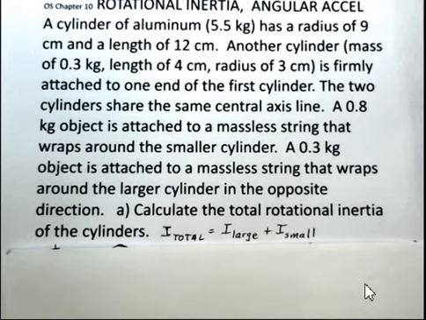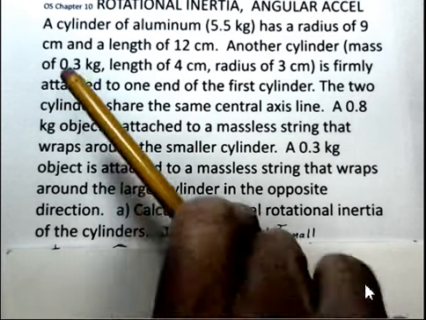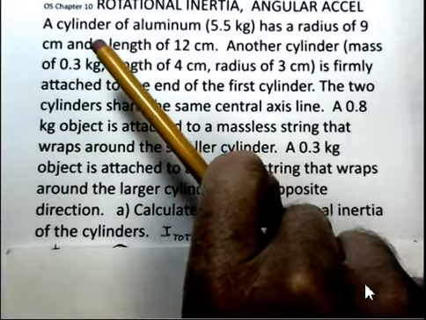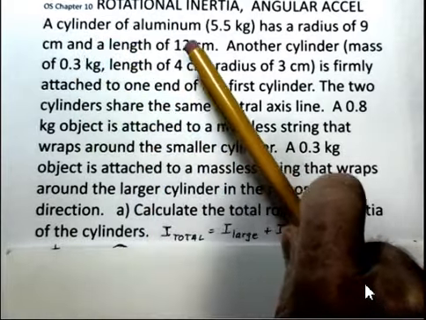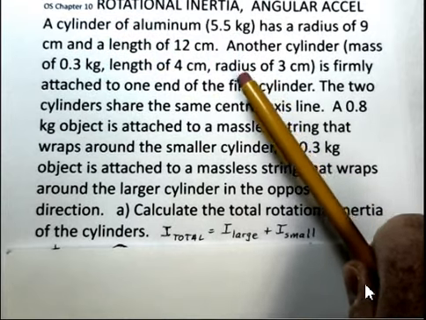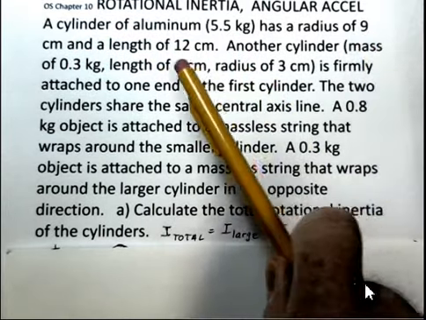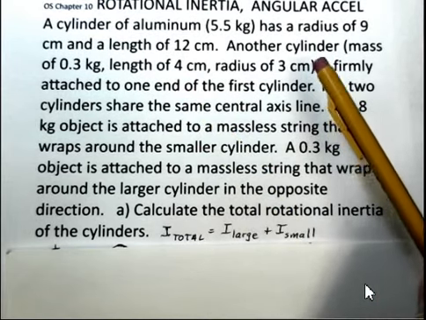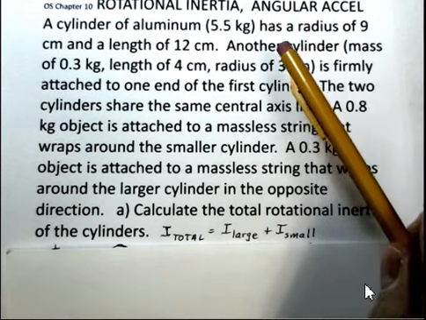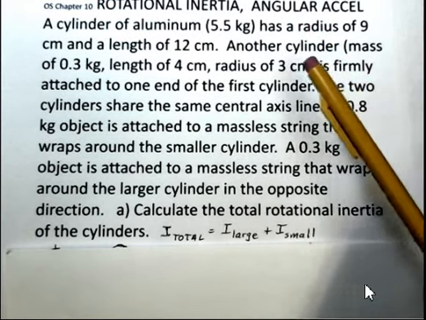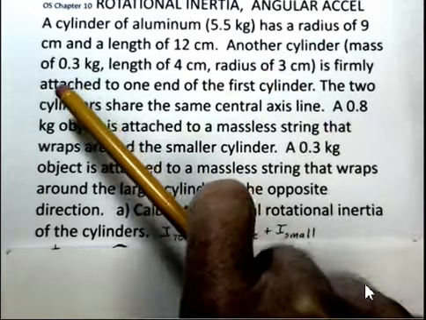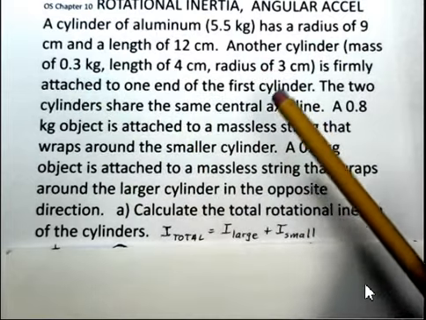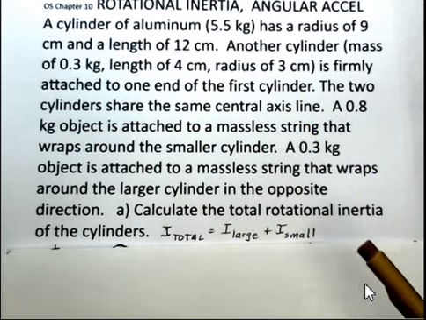This physics example problem deals with rotational inertia and angular acceleration due to torque. So the object we're going to be working with is compound. We have a cylinder of aluminum, 5.5 kilograms, radius of 9 centimeters, with a length of 12 centimeters. We're going to firmly attach on one end of this first cylinder another cylinder that's also aluminum, mass of 0.3 kilograms, length of 4 centimeters, radius of 3 centimeters.